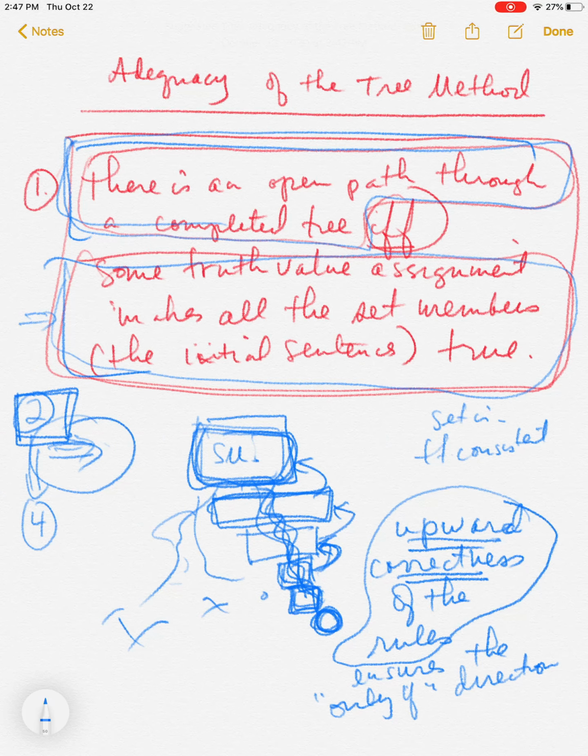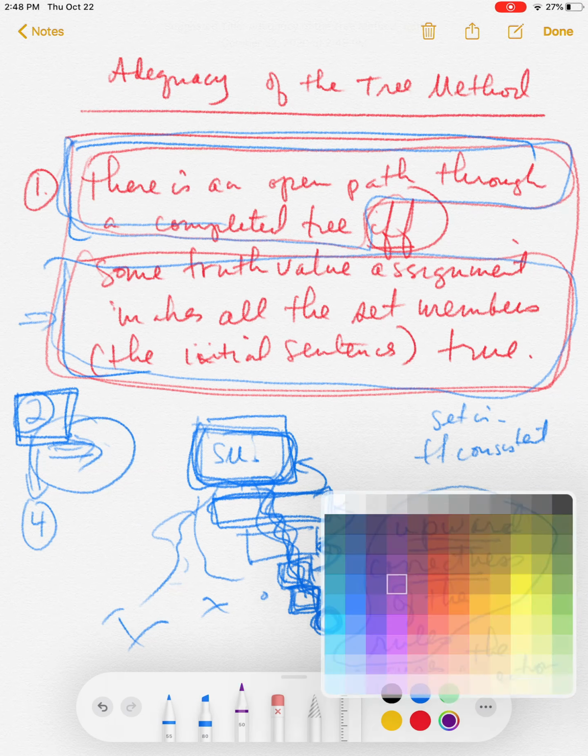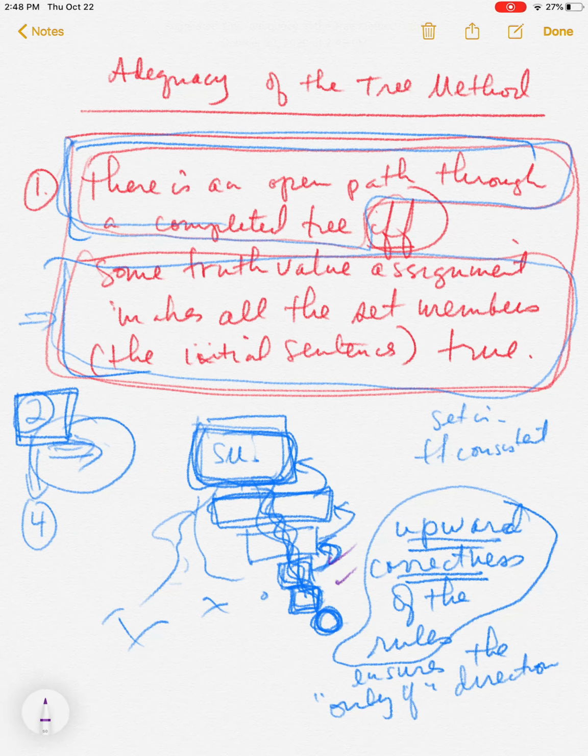And also we showed something stronger than what we needed to show. Not only does an open path through a completed tree guarantee that there's a truth value assignment that makes the set members true, it actually guarantees that there's a truth value assignment that makes every single sentence along that path true by the upward correctness of the rules. You kind of work your way up the path.